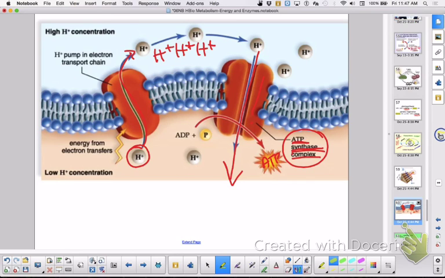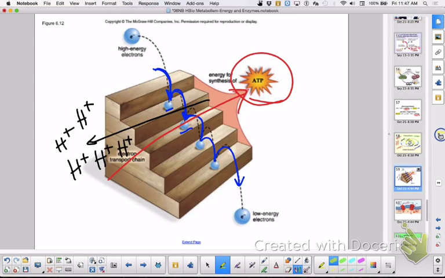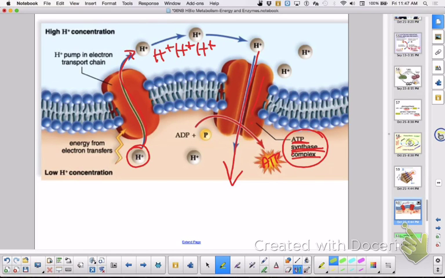Okay, now come back to me on your notes. Let's look at your notes. Electron transport chain and ATP production. This is a coupled reaction because we're coupling this electron transport chain with the making of ATP. Okay, it's a coupled reaction. High energy electrons are delivered to the system and low energy electrons leave.